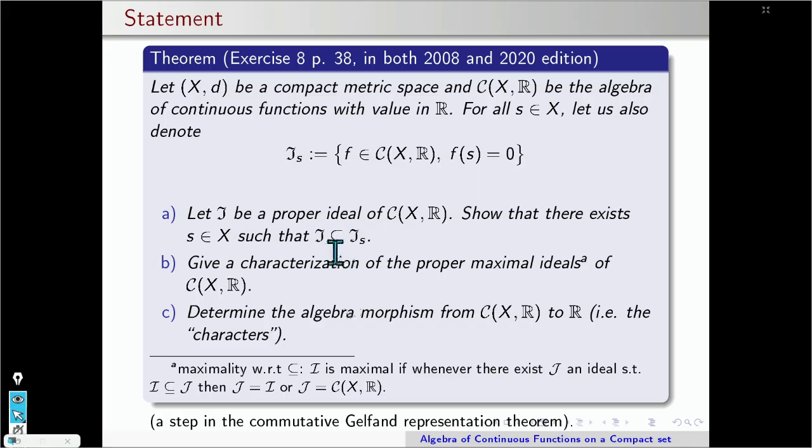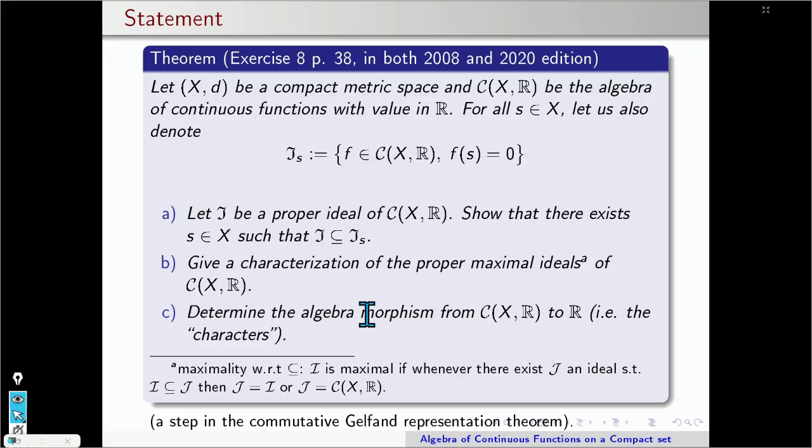And lastly, we will see that algebra morphisms from this algebra of functions to R are of a very specific form, namely that to a function they just associate its value at a certain point. So again, there will be a bijection between algebra morphisms and points. And this correspondence between algebra morphisms, here with values in R, they are known as characters. They are elements of the dual of the algebra.